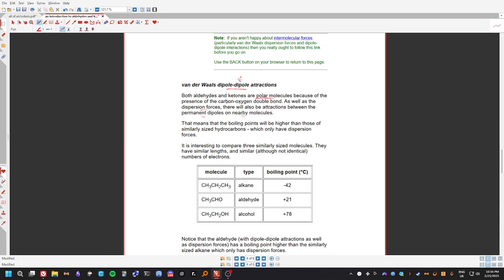This means that the boiling points will be higher than those of similar-sized hydrocarbons, which have only dispersion forces. So when you have an alkane, an aldehyde, and an alcohol of the same size, which is going to be your... you're similarly sized in the sense that they have similar lengths, although not identical, similar.